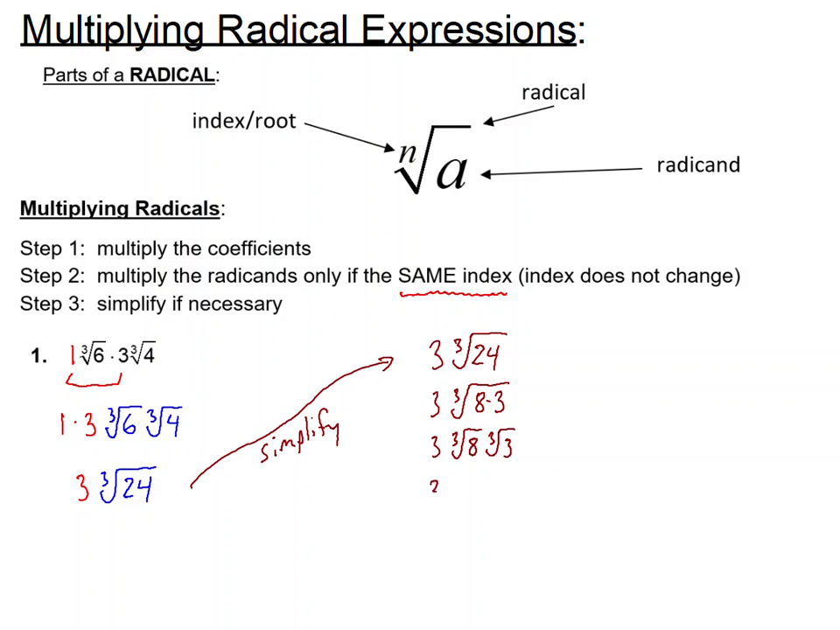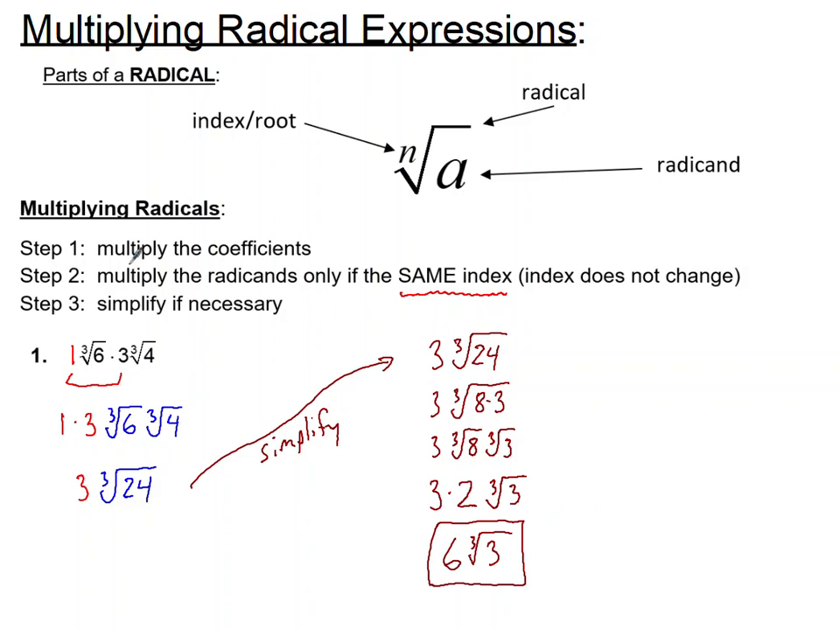So now let's see. There's been a 3 that's been on the outside. The cube root of 8 is about to turn into a 2, and that's going to join the 3 on the outside. We'll multiply them together, and then the cube root of 3 will stay the cube root of 3 the rest of the way. 3 times 2 becomes 6, and the cube root of 3 stays the cube root of 3. And that's my final answer.